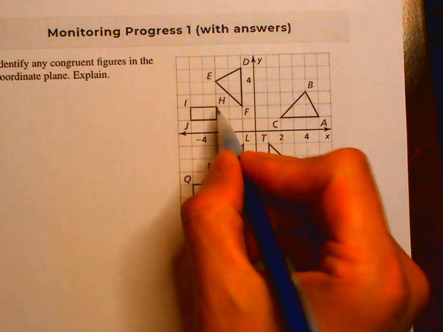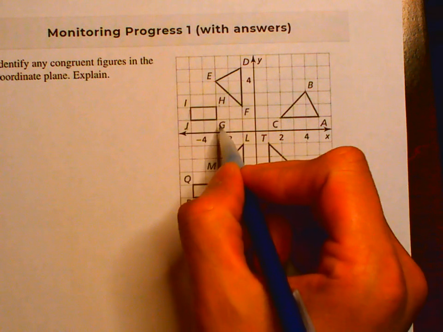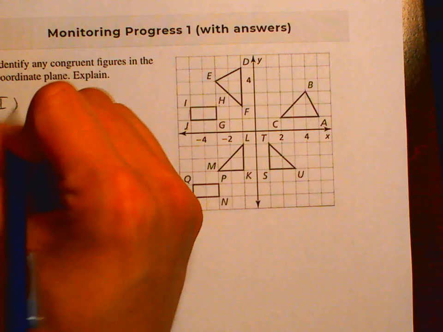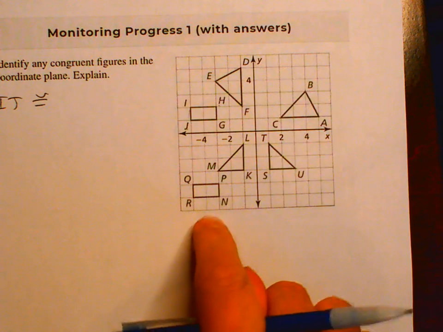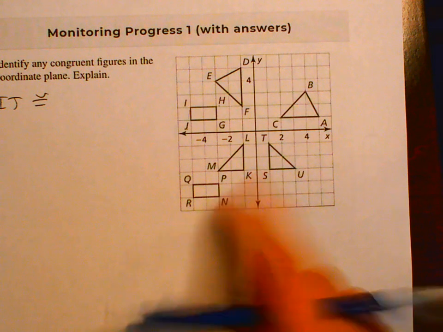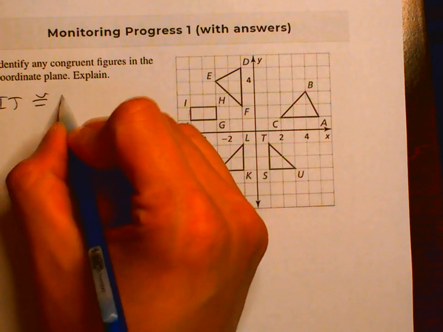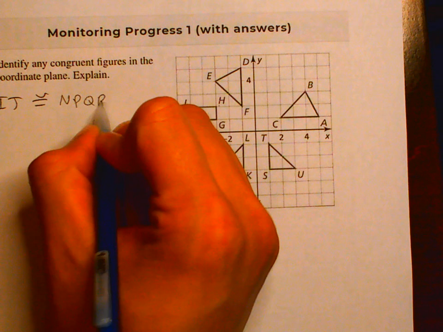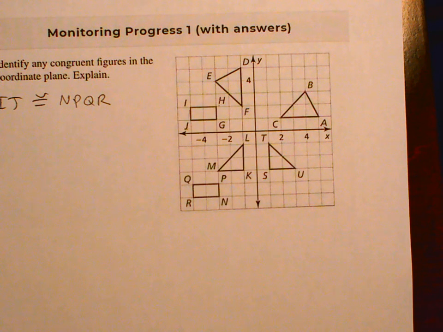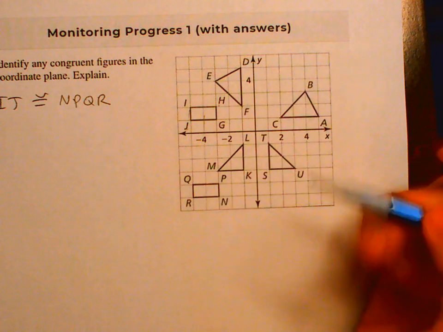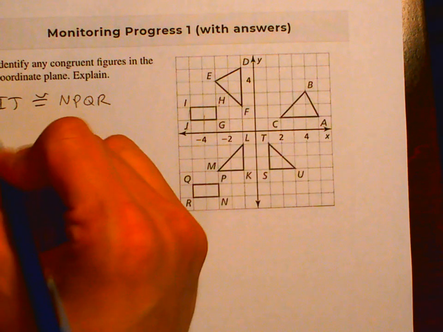So you have G, H, I, J. So G, H, I, and J should be congruent to this one. Okay? So if you look at that one, it should be N, P, Q, R. So the easiest thing to map this onto this will be just a simple translation.